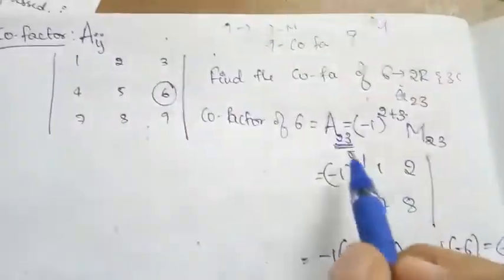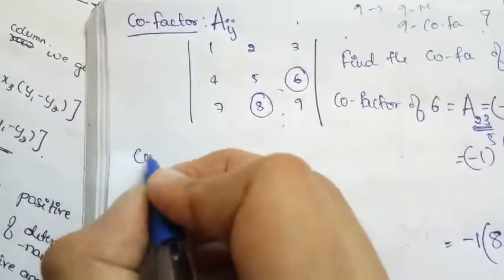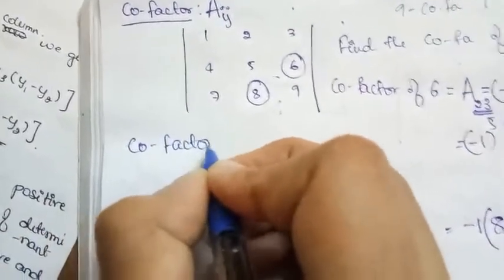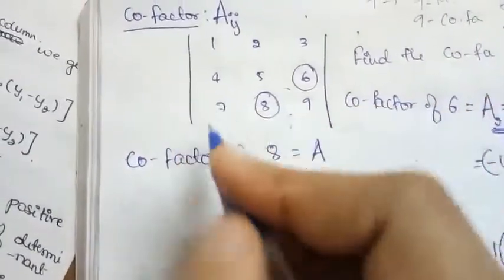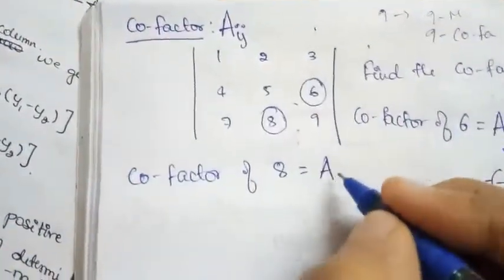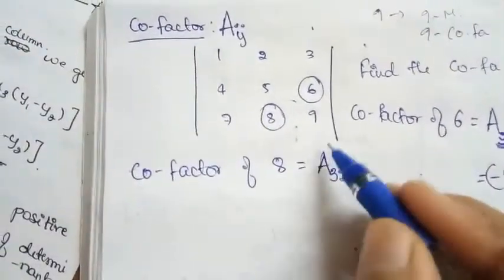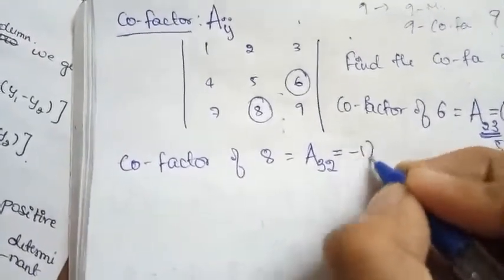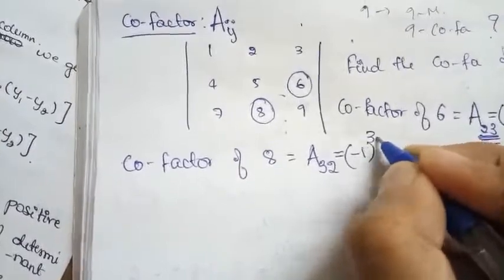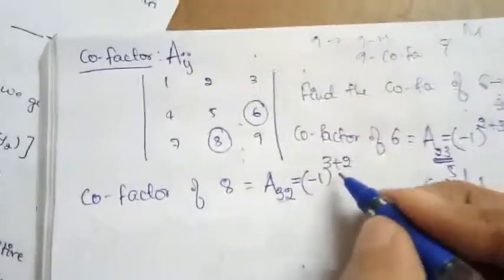This is how we are going to find the cofactor. For example, you can go with another, as I did for the previous one, for 8. What is the cofactor of 8? Cofactor of 8 means A, where this 8 is lying. It is lying in the third row, second column. So the position of 8 is third row, second column. So we need to find A32. So A32 is equal to minus 1 to the power 3 plus 2, the suffix of this one, 3 plus 2, and the determinant.